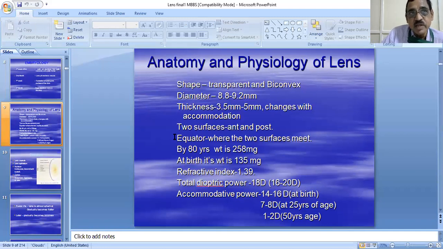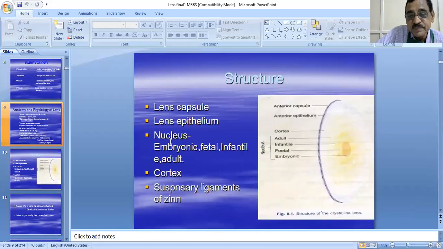At 50 years, when we attain presbyopia, it is around 1 to 2 diopters. That is the reason we are not able to see near objects or near print clearly, and we are supposed to wear an addition of plus 2 diopters, or convex lenses, for proper reading.